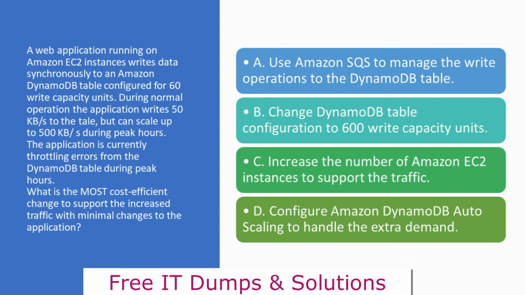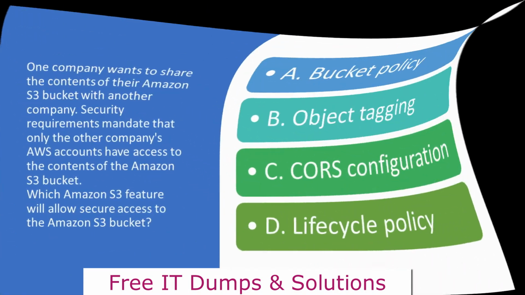Correct answer for this question is option D. Because the requirement in this question is the most cost-efficient change to support the increased traffic with minimal changes to the application. That's why we need to configure Amazon DynamoDB auto-scaling to handle the extra demand, because it is cost-effective, only scales up when needed, and there is no change required to the application. Let's talk about the next question.